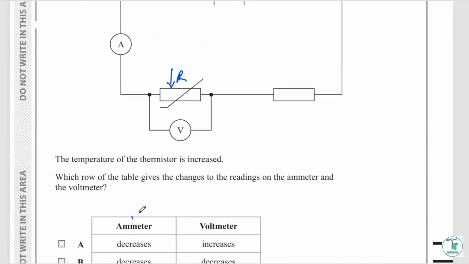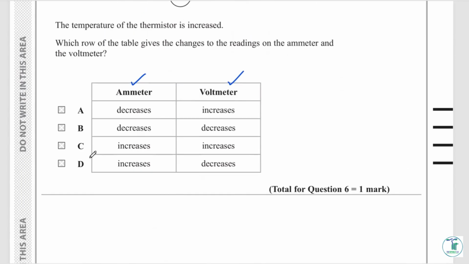So we need to talk about the readings in the ammeter and the voltmeter. If the resistance is decreasing, what does that mean? That the total resistance of the circuit is decreasing. If the total resistance is decreasing, opposition to the current is decreasing. So the current should increase, right? So the ammeter would show a higher reading. Is that clear? And then we have got the voltmeter, right? Everybody knows that V is proportional to R. So if R is decreasing, the voltage should decrease as well. So what does that mean? That the reading across the voltmeter is meant to decrease. So that is why I'm going to go with option number D, right?